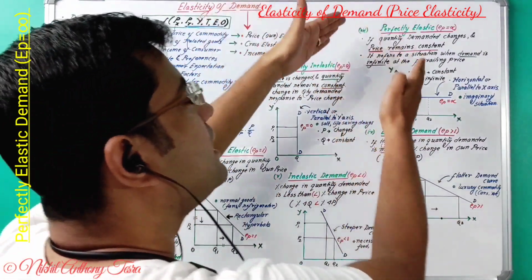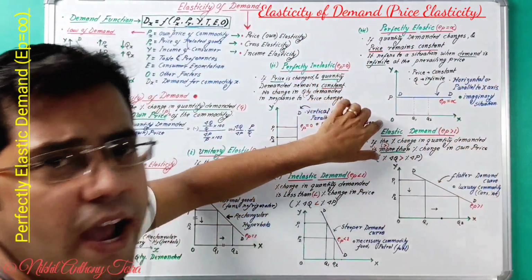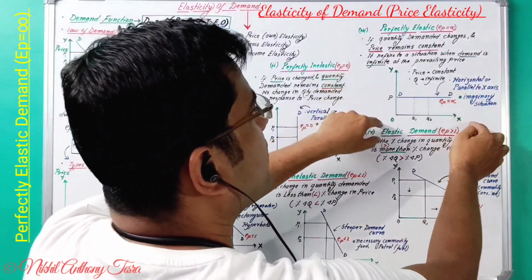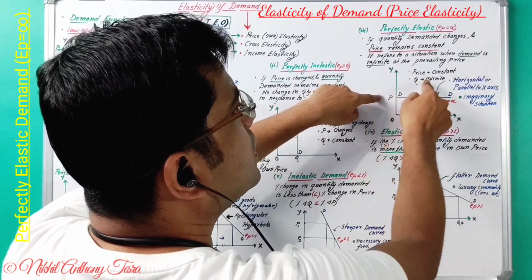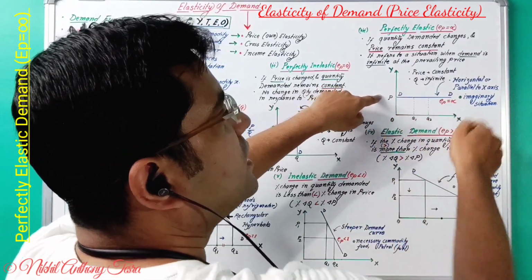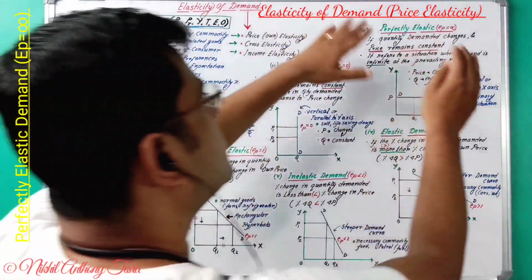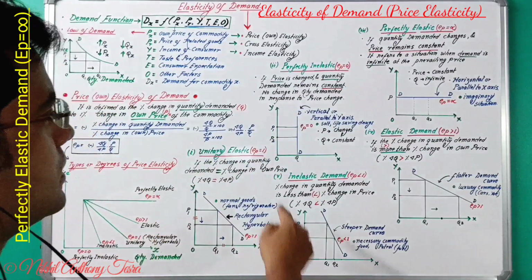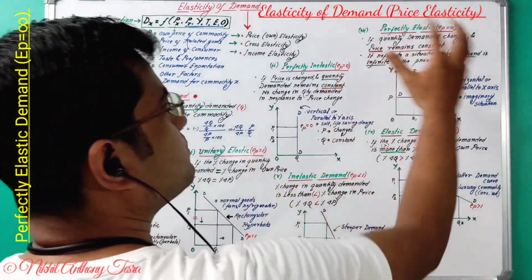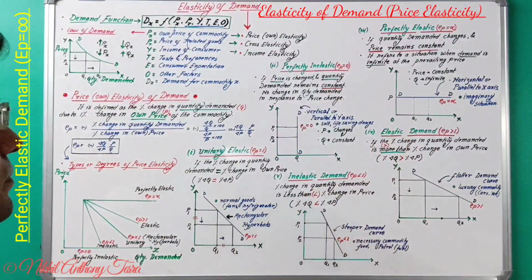Okay, so perfectly elastic, I repeat, in this particular case, DD is parallel to the x-axis, or horizontal axis. Here price is constant, but quantity is infinite. The quantity changes, but price is constant, price is fixed. Okay friends, this is exactly the opposite of EP equals 0. In that case, price changes but quantity is fixed. In this case, price is constant but quantity changes.